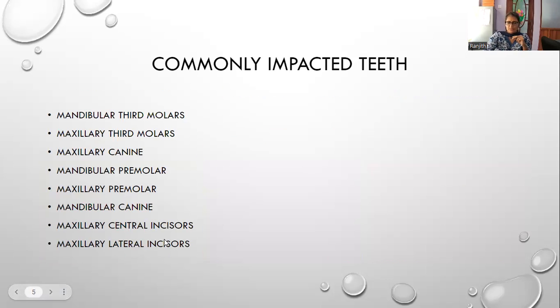Coming to the most commonly impacted teeth, the most commonly impacted teeth are the mandibular third molars, which are followed by the maxillary third molars. Still less commonly impacted is the maxillary canine, followed by the mandibular premolars, the maxillary premolars, the mandibular canine, the maxillary central incisors, and least commonly impacted is the maxillary lateral incisors. So the most commonly impacted is the mandibular third molars.